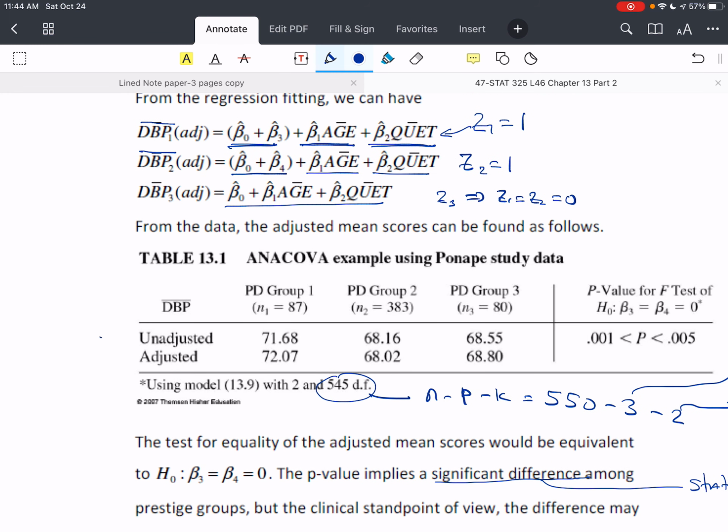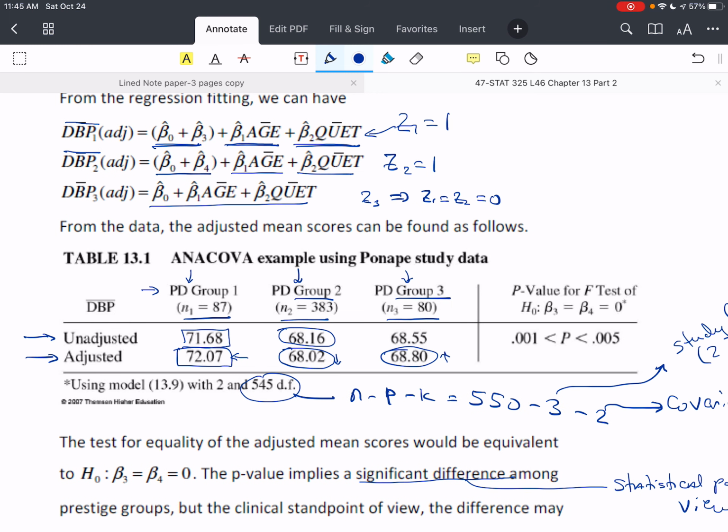And remember, group 1 said that modern prestige was much higher than traditional. This says that it was somewhat higher than traditional, and this says that traditional is higher than modern. Okay? And so we can find 71.68 is the average in the unadjusted average, and the adjusted average would be 72.07. Then 68.16 becomes lower here. So this one becomes higher, this one becomes lower, and this one becomes higher by a little bit.